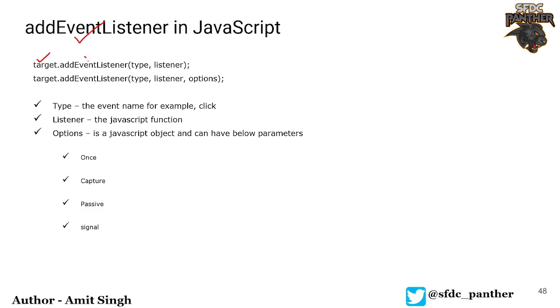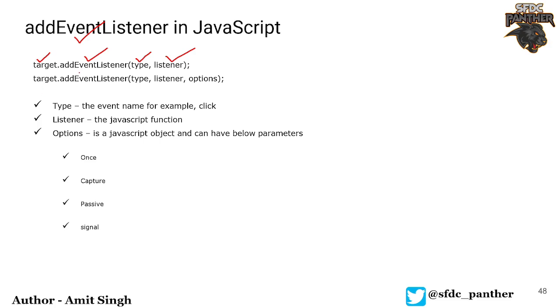AddEventListener is a method which accepts mainly either two or three parameters. One is the type of your event. It can be click, select, change, or double click. Basically, whatever is a valid event that you can provide as a type. And the listener is going to be your JavaScript method which will be executed whenever this particular event is called.